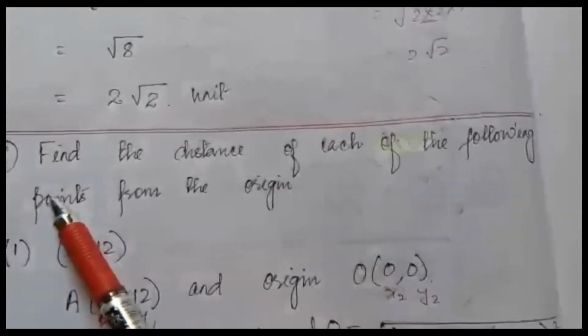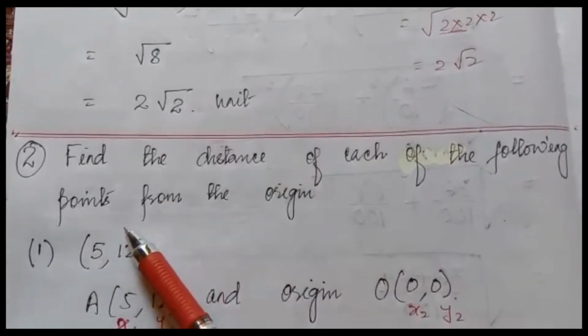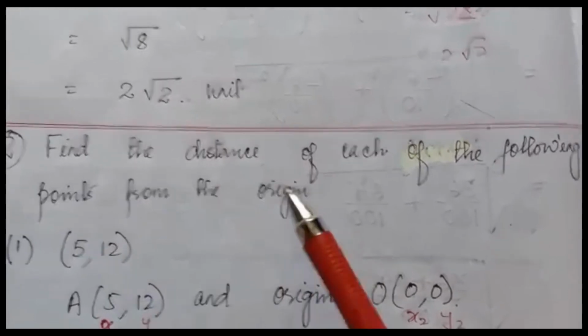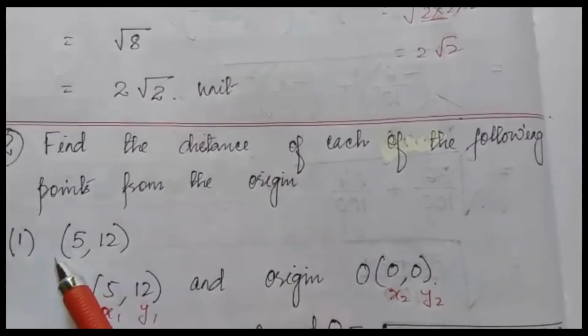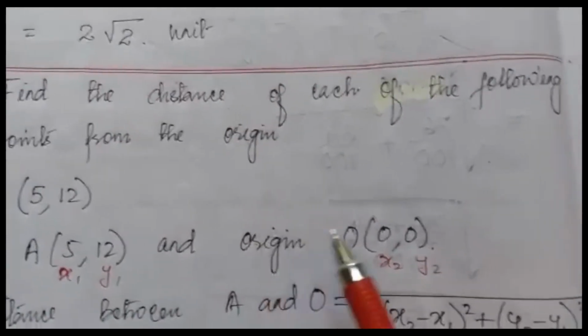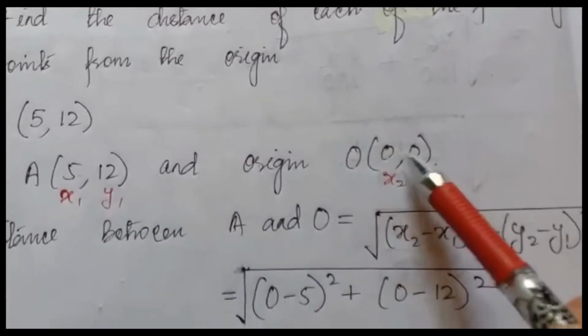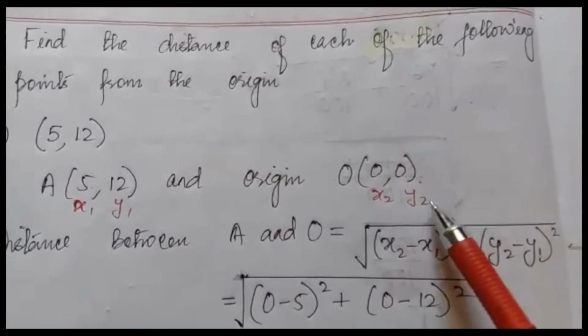Now next question, question number 2. Find the distance of each of the following points from the origin. Now you have to find the distance of each point from the origin. So your given point is 5, 12. You make this A. Okay, then origin is O. Origin is 0, 0. So x1, y1, this is x2, y2.